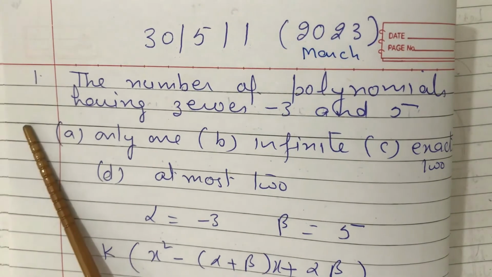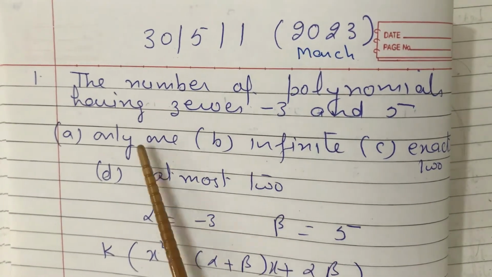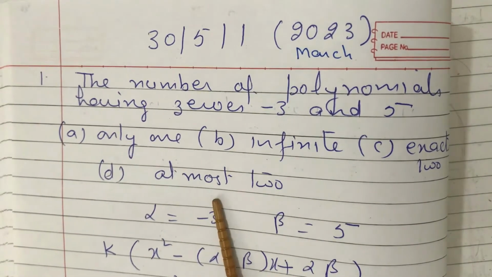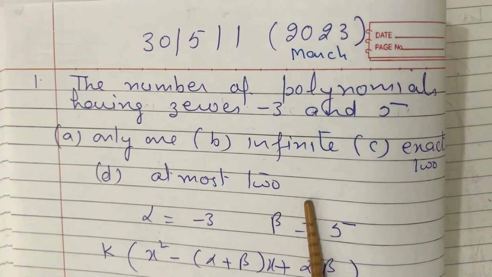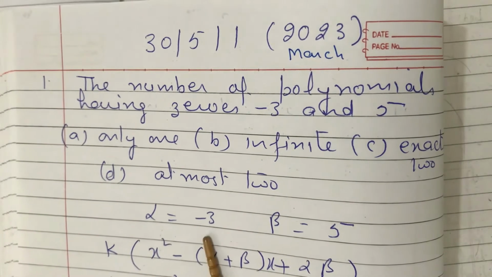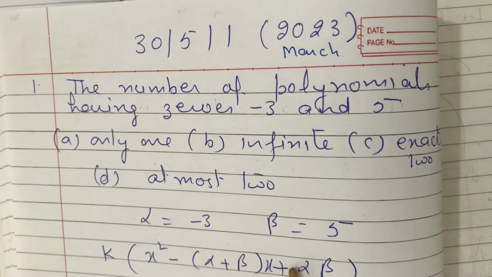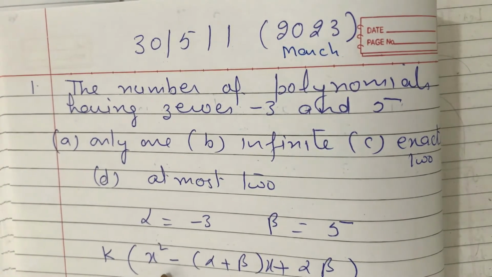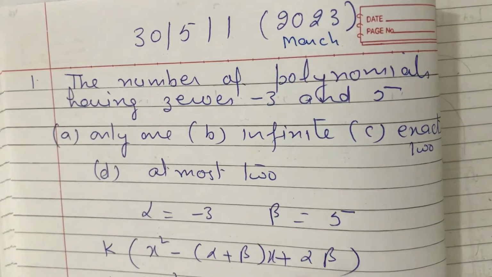Now the question number 1 of this set is the number of polynomials having zeros -3 and 5. There are 4 options: only one, infinite, exactly 2 and almost 2. Now I am going to write the correct one. Here alpha is -3 and beta is 5. If I am to write the polynomial, the formula for that polynomial is k in the bracket x square minus alpha plus beta x plus alpha beta.